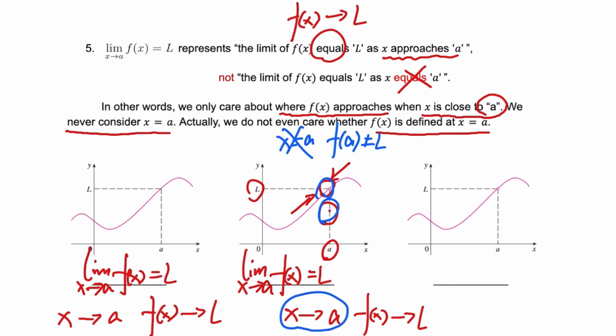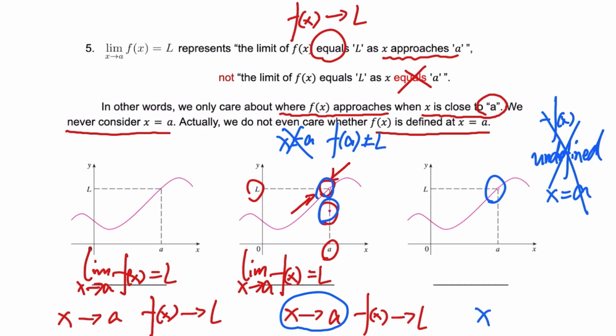And then for the last one, we have an open circle here. It represents that f of x is undefined at x equals a. But like I said, this is more of a distraction. When we write down our limit, it has nothing to do with the limit. We just need to focus on where x approaches and where f of x approaches, which is the same as the last two. So our limit notation is f of x equals L, limit x approaches a. We have 3 different graphs, but their limits are the same.